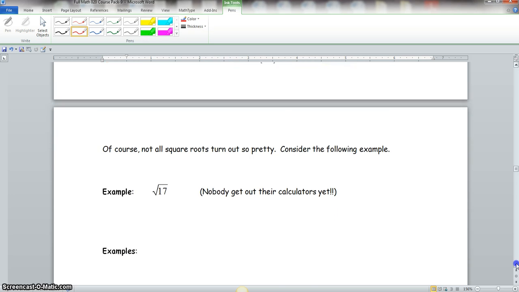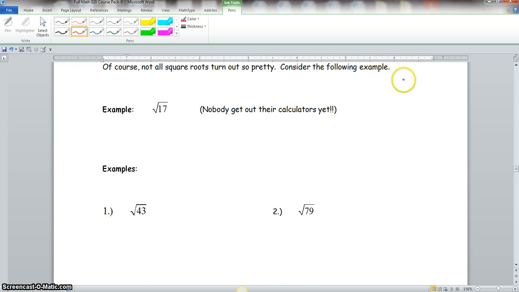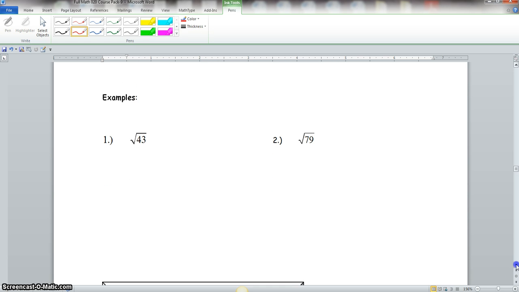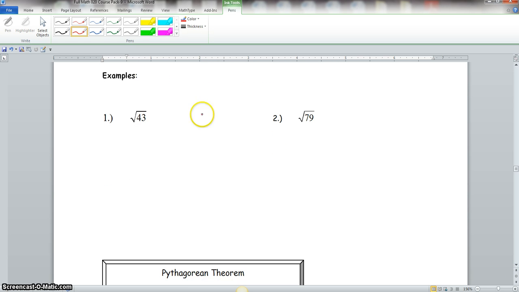Now, of course, not all square roots turn out so pretty. Consider the following: square root of 17. Nobody get out their calculators yet. Now, the square root of 17, you cannot think of two exact numbers that multiply together that will give you 17. So it's going to be a long decimal answer. Now, what I want you all to do here is just round to 3 decimal places.